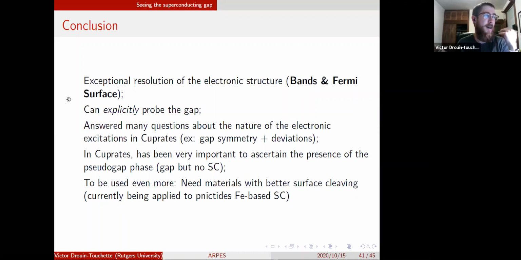So in conclusion, ARPES is a really phenomenal technique that can explicitly probe the gap. It can give a lot of insight into the exact dispersion relation of the electrons. It can get you the gap symmetry and deviations from theoretical predictions. In cuprates, it's been very useful to bring new questions to the cuprates. And in iron-based superconductors, it kind of murkied the questions more than alleviated them.